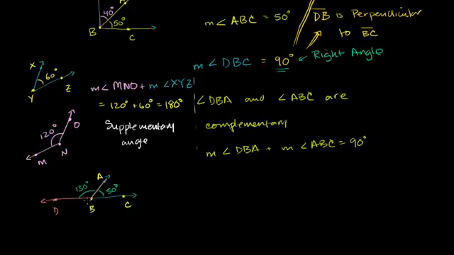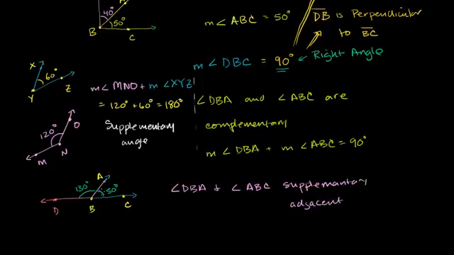Clearly, angle DBA plus angle ABC, if you add them together, you get 130 degrees plus 50 degrees, which is 180 degrees. So they are supplementary. So let me write that down. Angle DBA and angle ABC are supplementary. They add up to 180 degrees. But they are also adjacent angles.